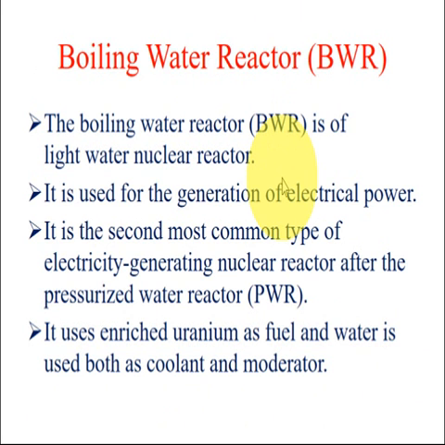Next is the boiling water reactor. The boiling water reactor is a light water nuclear reactor. It is used for generation of electrical power. It is the second most common type of electricity generating nuclear reactor after the PWR. It uses enriched uranium as fuel and water is used both as coolant and moderator, and it works at a pressure of 70 bar and uses saturated steam at around 285 degrees Celsius.